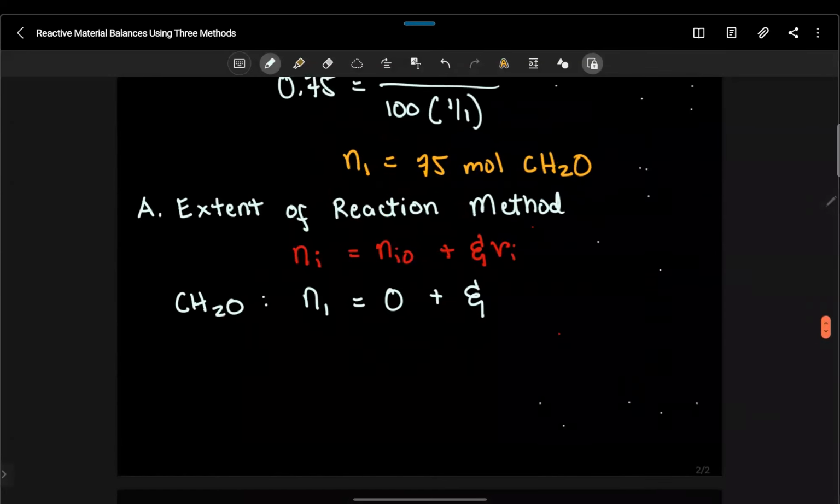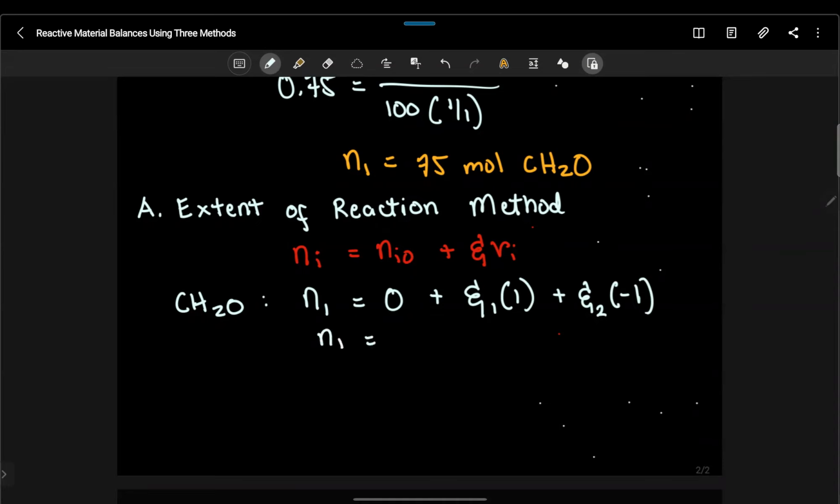So therefore, extent 1, meaning reaction 1, times product siya dun sa first reaction. So therefore, positive 1 being the stoichiometric coefficient. In the reaction 2, meron siyang extent 2, ang kanyang coefficient ay 1 din. Kaso gawin natin negative kasi reactant siya dun sa reaction 2. Okay? So simplifying this a little bit, N1 therefore will be extent 1 minus extent 2. Okay?